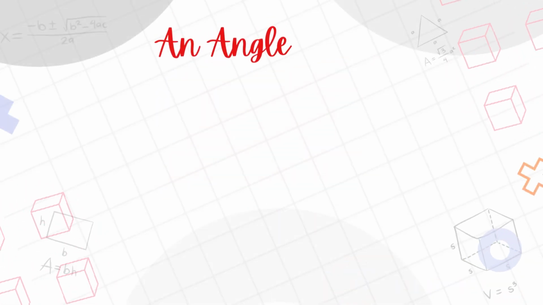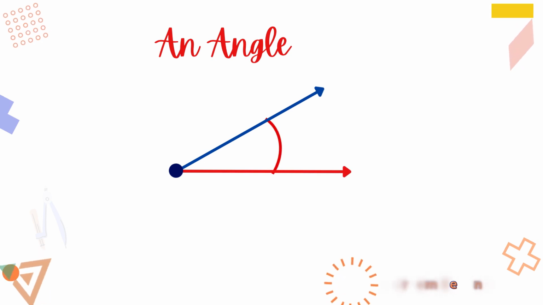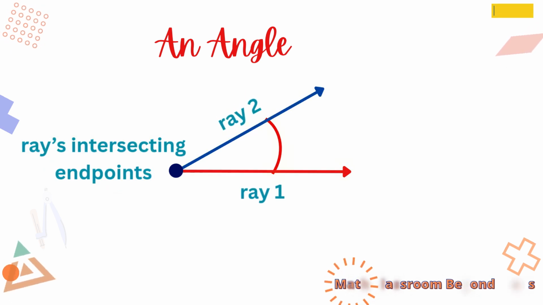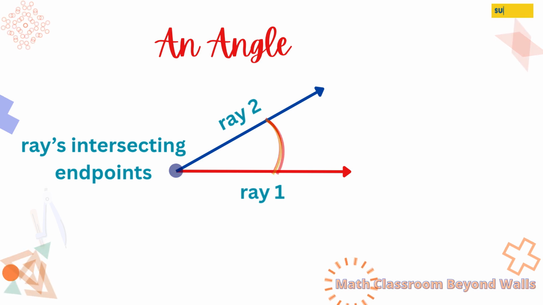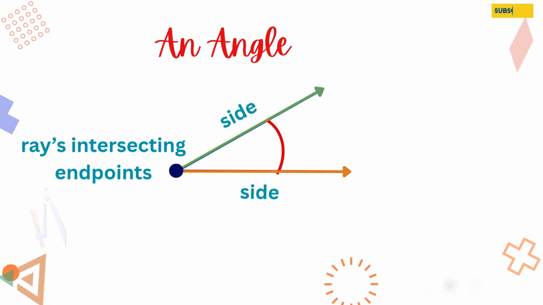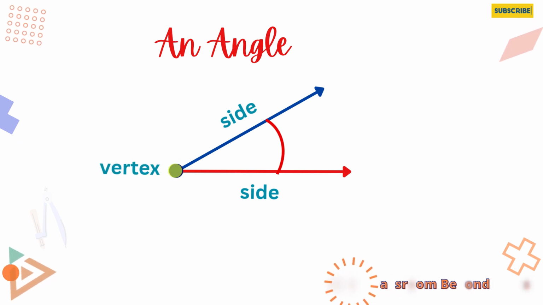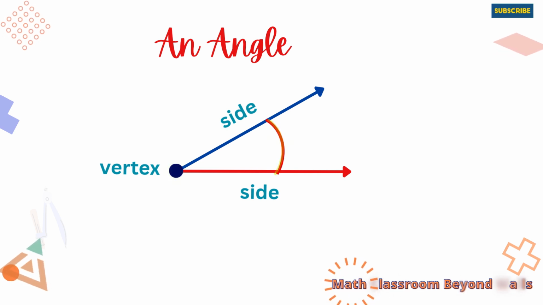To start, let us refresh our memories of what an angle is. Here's an angle. It has two intersecting rays and an opening between the rays indicated by an arc. The rays are the sides of the angle, and the intersection of the rays' endpoints is the vertex of the angle. The opening corresponds to the size of the angle.